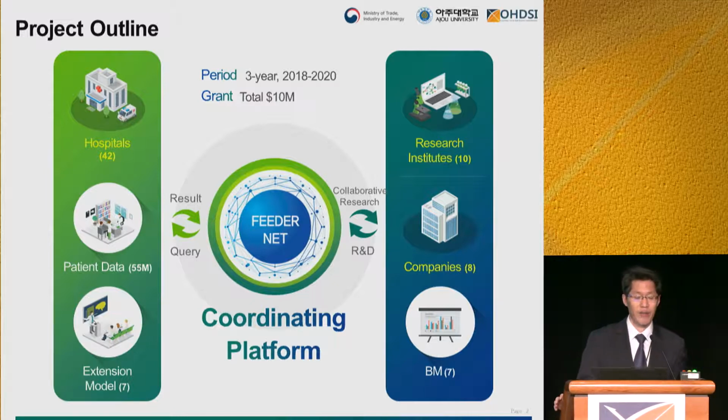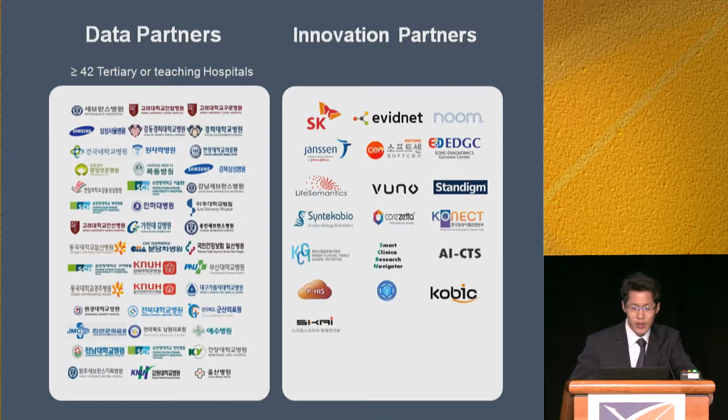Now we have 42, the biggest hospitals in Korea, joined to our consortium. And so the included patient data covers 55 million. That means the whole Korean population. And we try to support to make the extension model, including the radiology, imaging, or biosignal, or genomic data. Now 10 research institutes joined to our consortium, and 8 companies work together. This is the data partners.